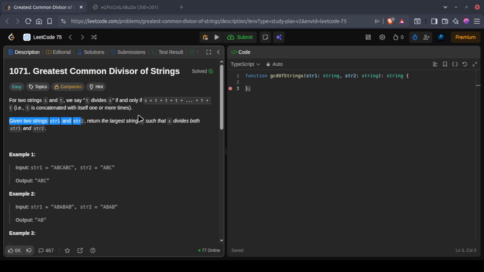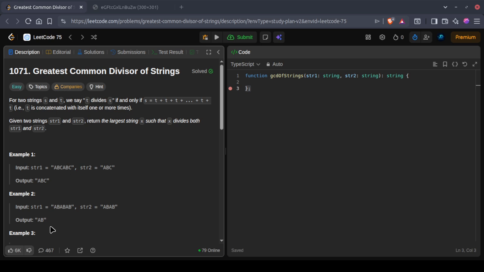In a simple way, we are given two strings, str1 and str2, and we need to find the largest string x such that x can be repeated to make str1, like here abc, abc, and x can also be repeated to make str2, like here ab, ab, ab in str2. So AB is that x value. In very simple words, find the common base pattern that builds both strings.